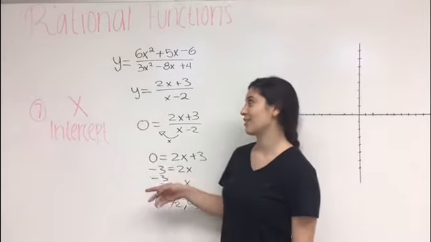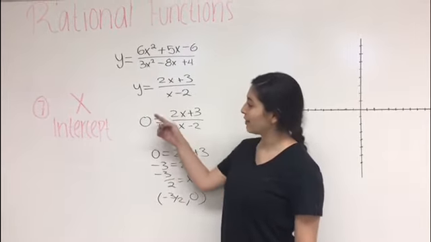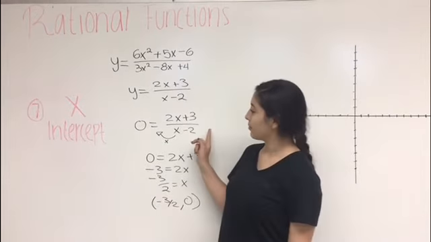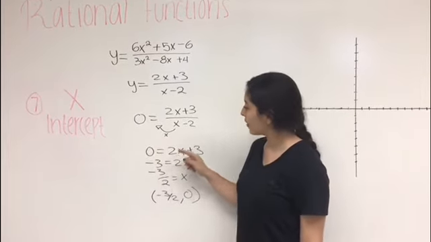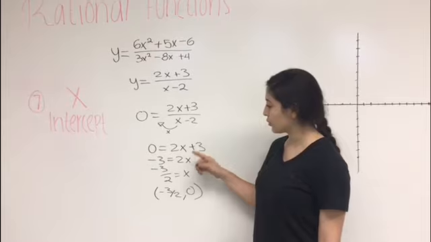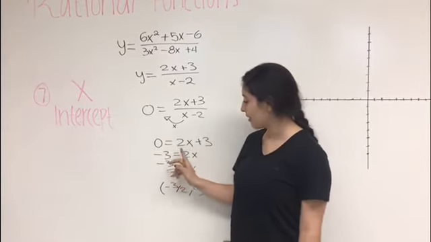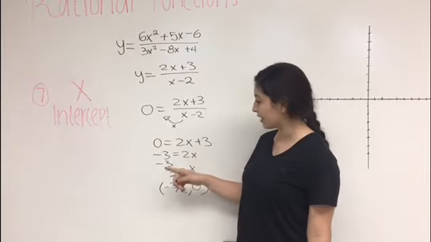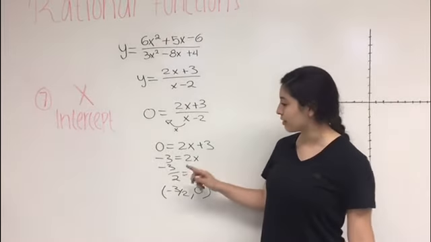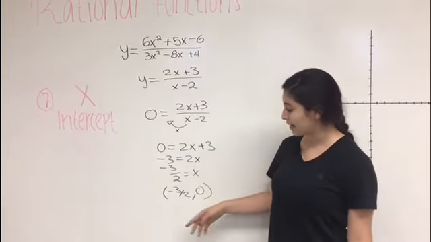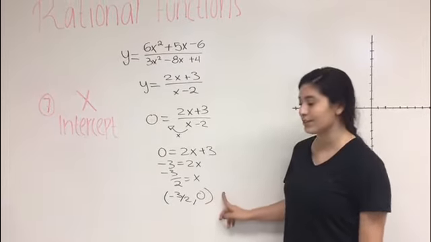To find the x-intercept, you have to replace the value of y with 0, multiplying by the denominator so it cancels out, and you're left with 0 equals 2x plus 3. Passing the 3 negative to the other side, and then passing the multiplication to division on the other side, you're left with x equals -3/2, and this is how you write the x-intercept.